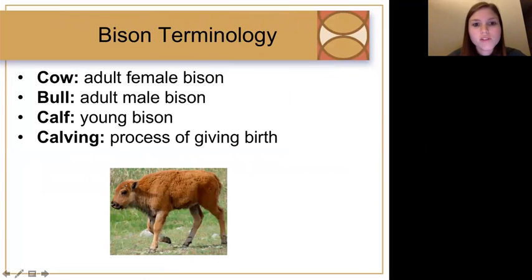Just a little terminology for you to be familiar with. Similar to cattle, a cow is an adult female bison. A bull is an adult male bison. A calf is a young bison, and calving is the process of giving birth. So these are the same terms you would use with cattle. A lot of things with bison are similar to cattle, but a couple of things are different that we'll talk about. This is just a picture of a bison calf. It looks kind of like a cattle calf, but a little bit different.